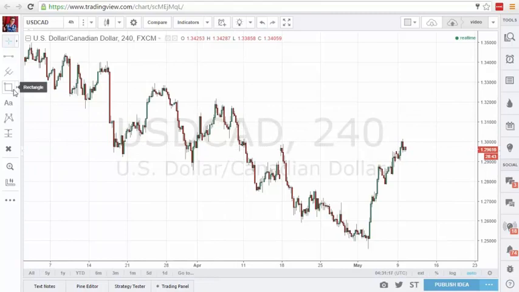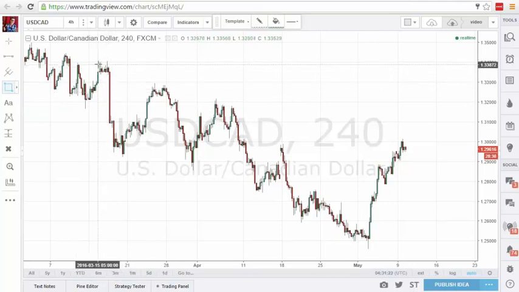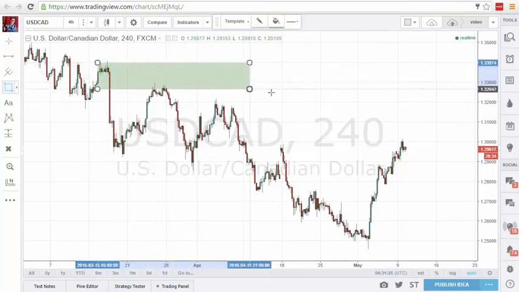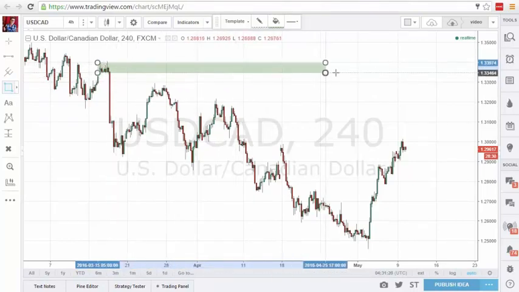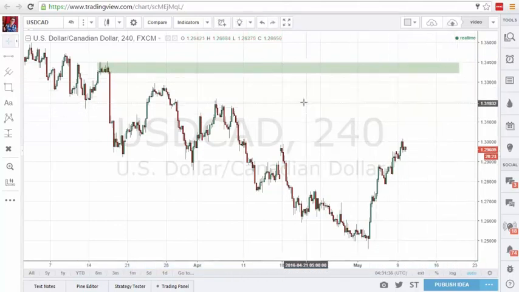So now let's grab our rectangle tool and mark the origins of those huge and strong price movements. I always grab the rectangle, then I look for the origin, and I draw a box around this area, extending it to the right to the most current and recent price action.